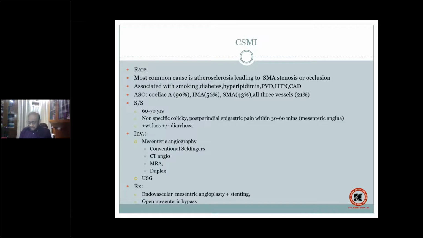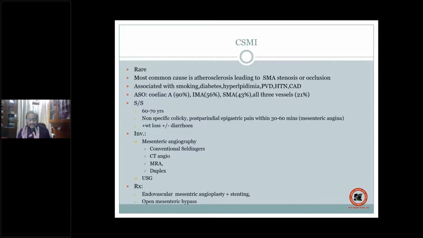The most common cause is atherosclerosis, leading to either stenosis or occlusion of the superior mesenteric artery. It is usually seen in the older age group and in patients who are smokers, who have diabetes, hyperlipidemia, peripheral vascular disease, hypertension, or heart or coronary artery disease. So in all these patients, you have a tendency for chronic superior mesenteric artery ischemia.